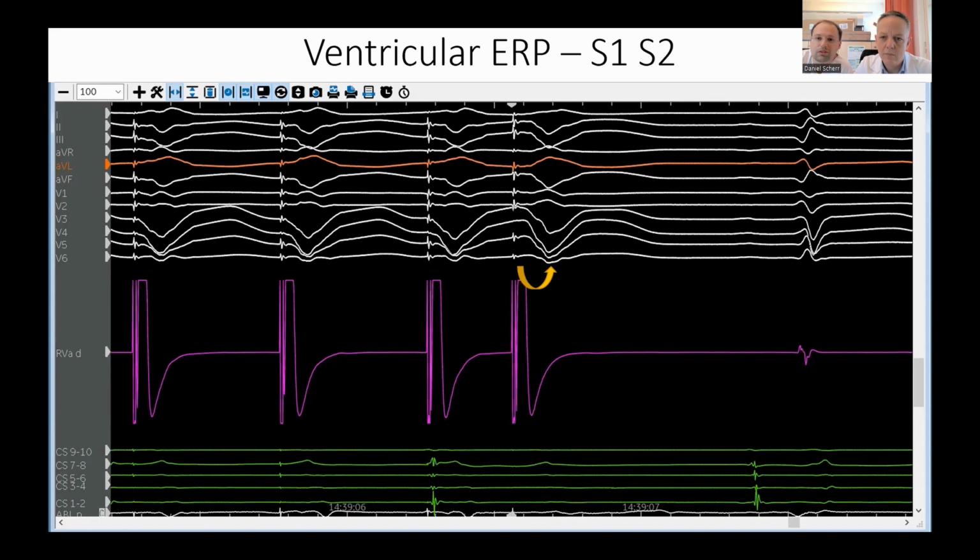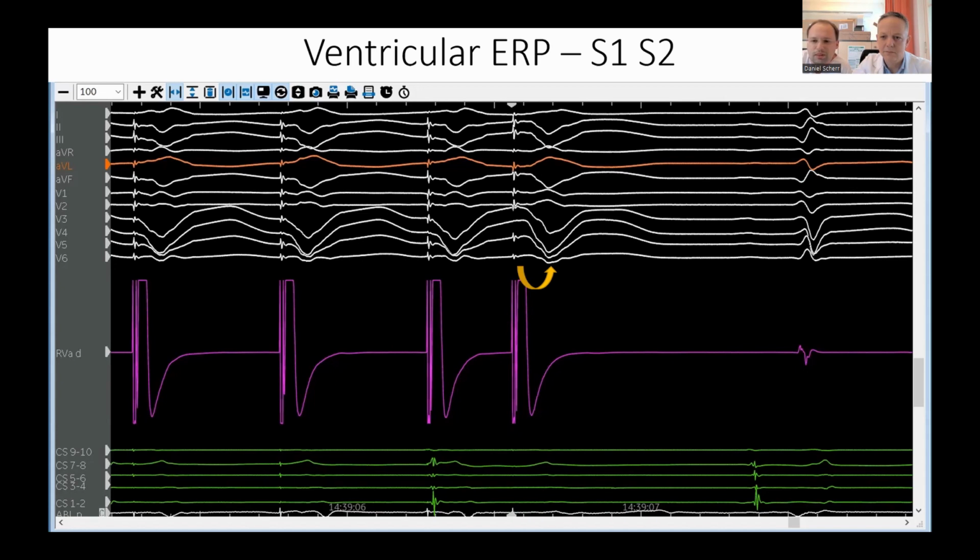ERP measured with programmed stimulation is usually longer than with incremental pacing. Why is that? Because refractoriness is directly related to the basic drive cycle length due to rate-related shortening of the action potential duration. It is important that ERP is measured at specific sites. Measurements of atrial and ventricular ERP are taken at the sites of stimulation.